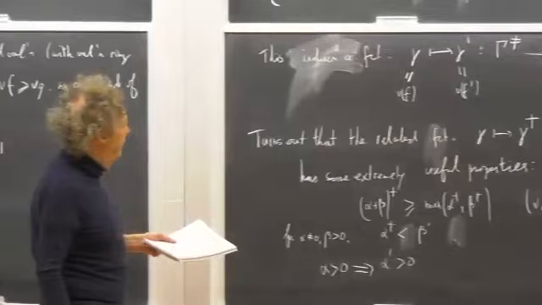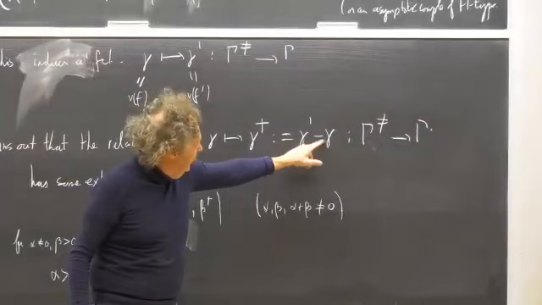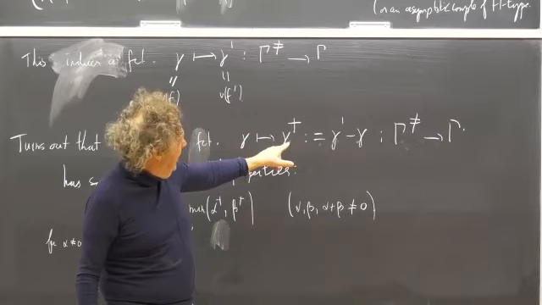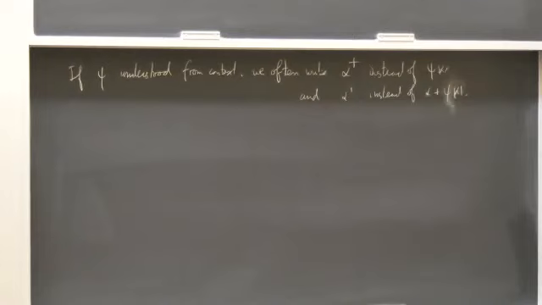Recall that in the case of a Hardy field, we have gamma dagger is gamma prime minus gamma, and that's how we defined it. And of course, that means that alpha prime is alpha plus alpha dagger.